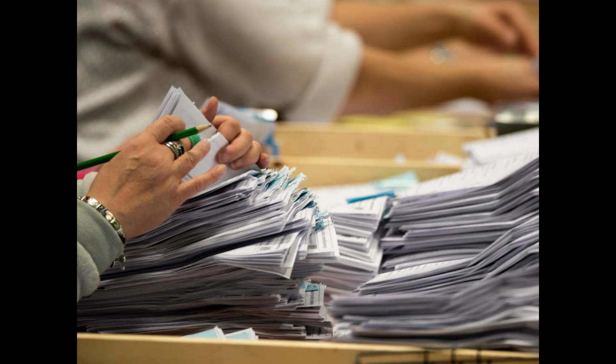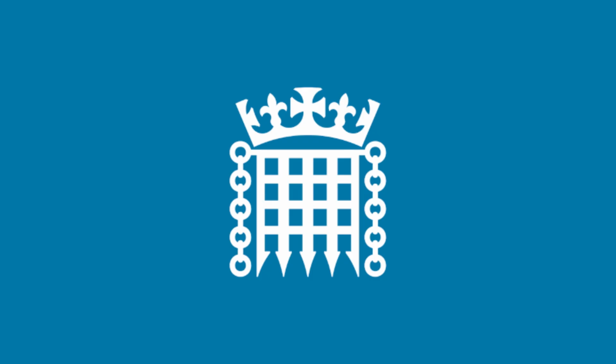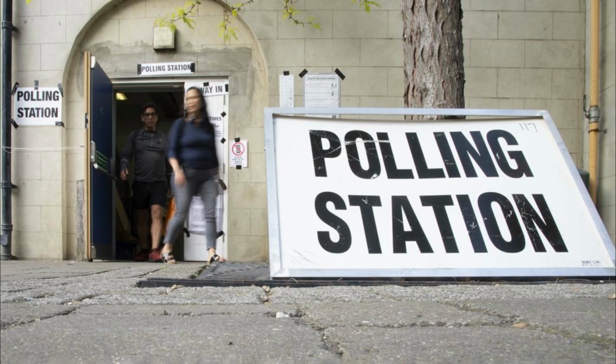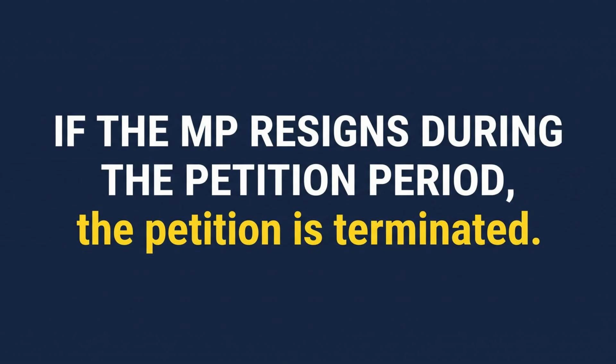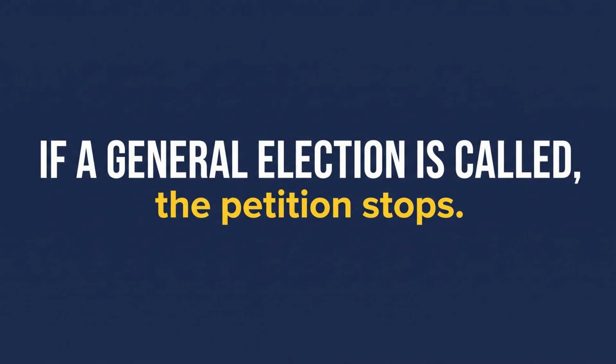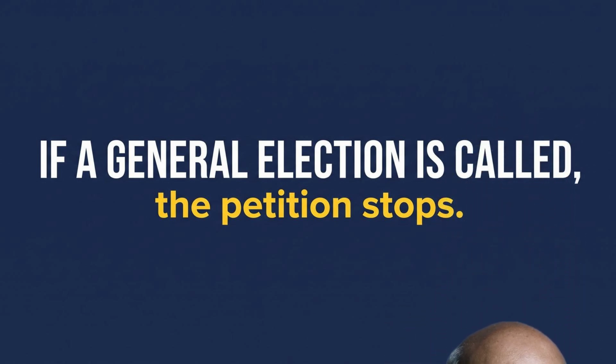The threshold is 10% of eligible registered voters in the constituency. If it's met, the seat becomes vacant and a by-election is called. The recalled MP is allowed to stand as a candidate in that by-election, and at least one has tried. If the 10% threshold isn't reached, the MP keeps their seat. If the MP resigns during the petition period, the petition is terminated. And if a general election is called, the petition stops. The voters get their say at the ballot box instead.